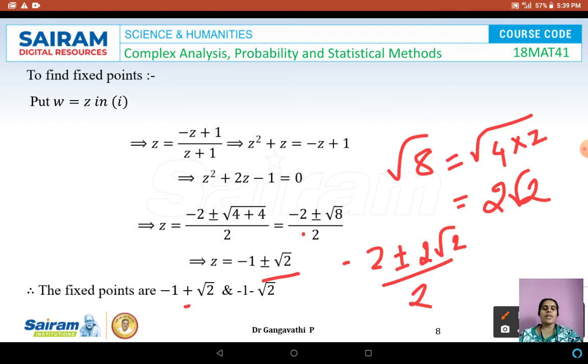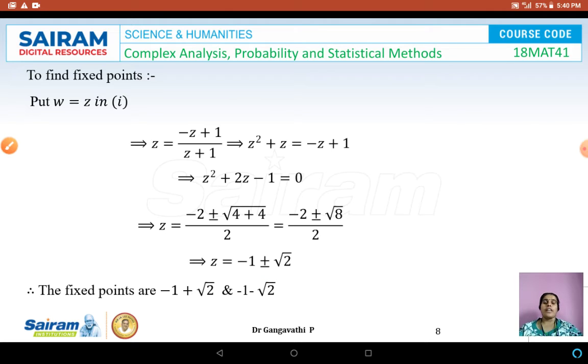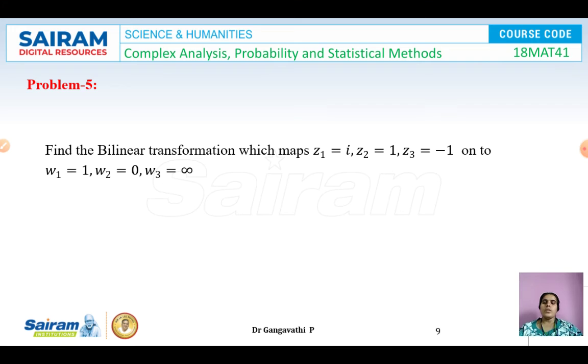Once we take plus and the other time we take minus. These are the fixed points of the bilinear transformation which we have obtained. So getting the bilinear transformation in a correct way is very, very important. If a small mistake happens there, your fixed points also become the wrong value. So you have to be very careful. It's better to check before substituting w is equal to z in order to find the fixed points. So see another problem.